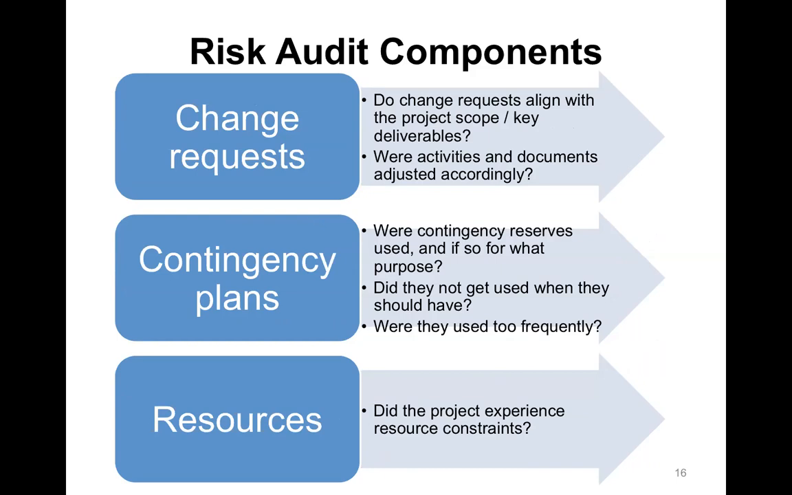And the auditor is going to review those change requests and make sure that they align with the project scope and key deliverables. And then, were the activities and documents adjusted accordingly based on the change requests? Usually this goes through an integrated change control system, through a change control board. And of course, those change requests are approved or denied. And then the changes in the project align with those change requests.